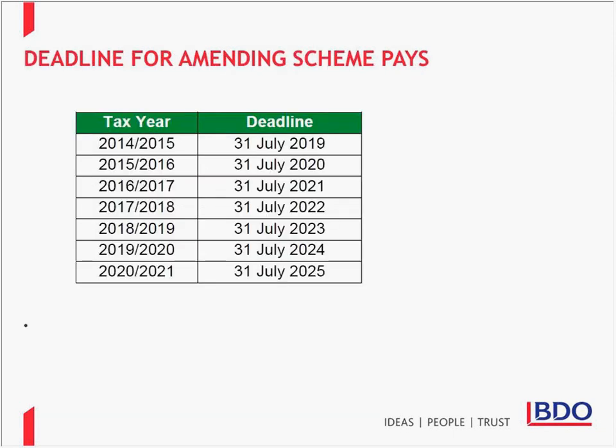And then finally, for the scheme pays election, there's only 4 years where you can amend that election. So, for example, if you made an election for 2014-15, you have until July this year to update that election. This is where you've made an estimated scheme pays election and you've not yet had your final figures. It's important to make sure you do have final figures before these deadlines.